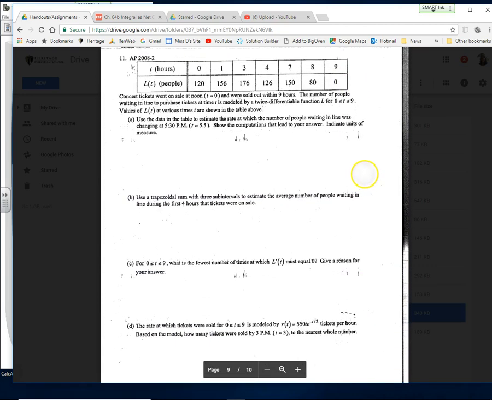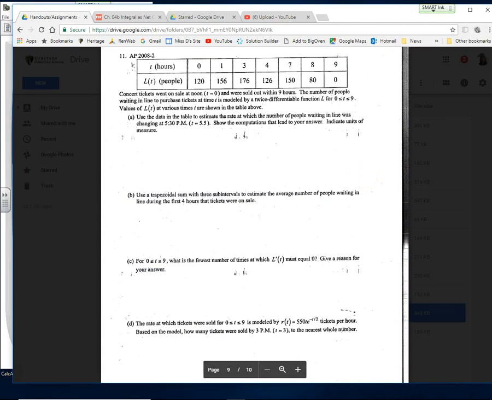Okay, number 11. Concert tickets. People waiting in line. And we're looking at letter C. And then we're good with all these questions. Okay, we have a table, right? Almost always when you have a table, some existence theorem is going to come into play. EVT if there's a highest or lowest. IVT if there has to be a value at. MVT, does there have to be a rate that's 0 or some other number? Almost always with a table, one of your theorems comes up.